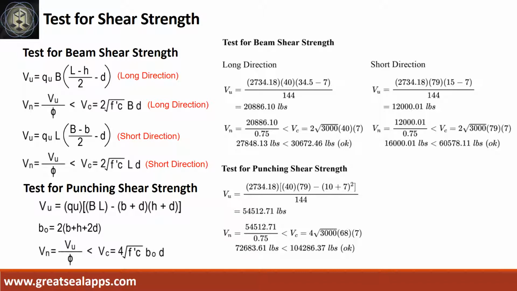The maximum beam shear force at long direction is 20,886.1 pounds. The nominal force is 27,848.13 pounds, less than 30,672.46 pounds. The maximum beam shear force at short direction is 12,000 pounds. The nominal force is 16,000 pounds, less than 60,578.11 pounds.